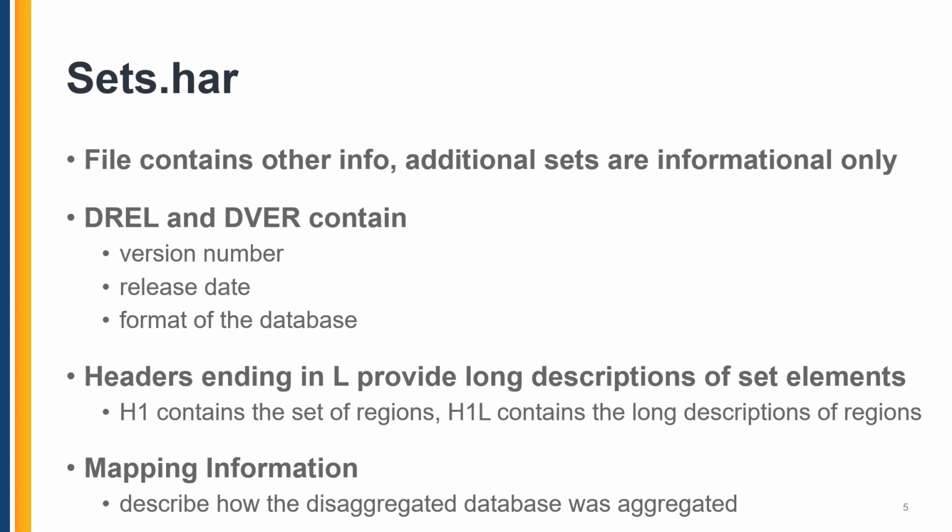You may also find headers that end with the letter L. These headers provide the long descriptions of set elements if they were provided in the aggregation file. For example, if there was a header called H1 that contained the sets of regions, then H1L would contain long descriptions of those regions. The sets file also contains mapping information that describes how the disaggregated database was aggregated.